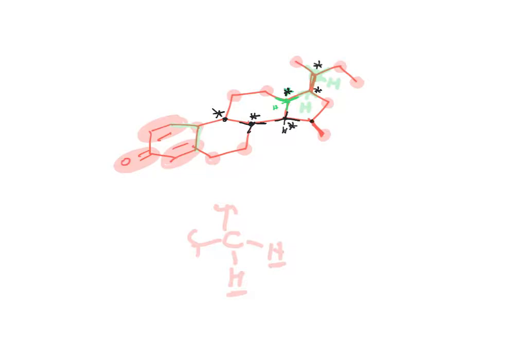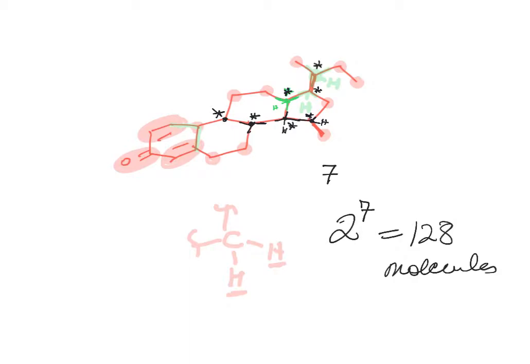Oh, I forgot this one. We have a hydrogen, we have a methyl, we have this going to a sec-butyl. That's chiral as well. So we were able to find 7 chirality centers. That means 2 to the power of 7. That will be 128 molecules, which will serve as optical isomers.